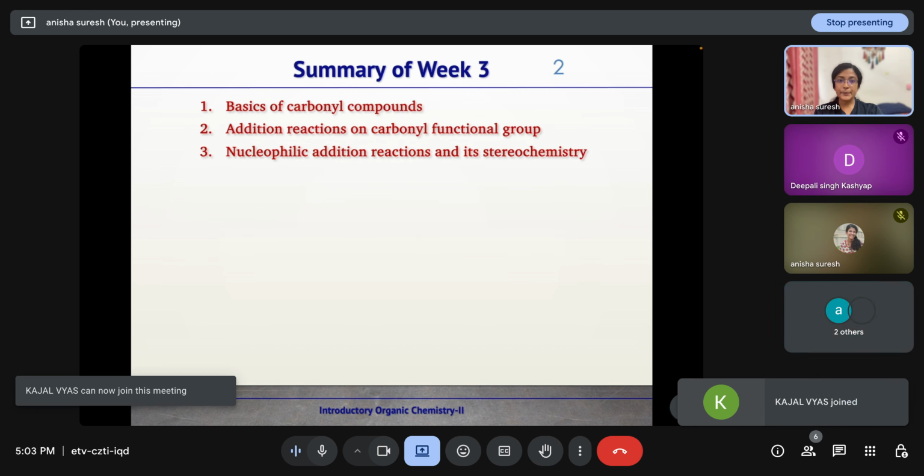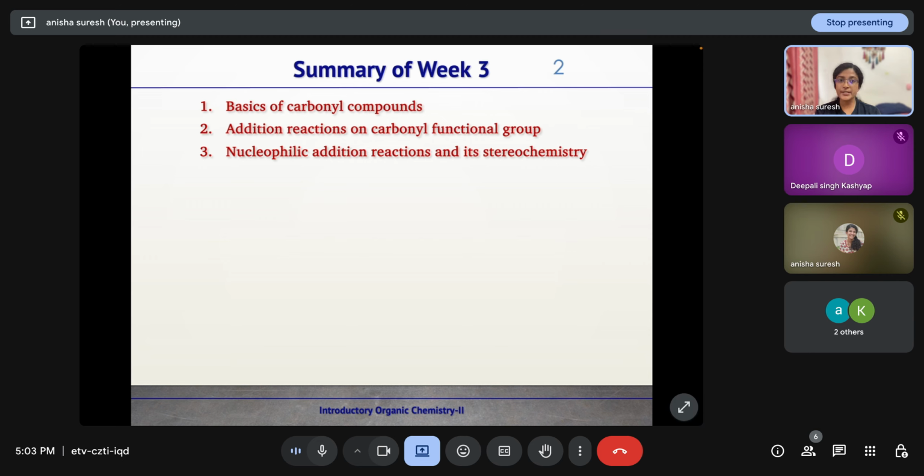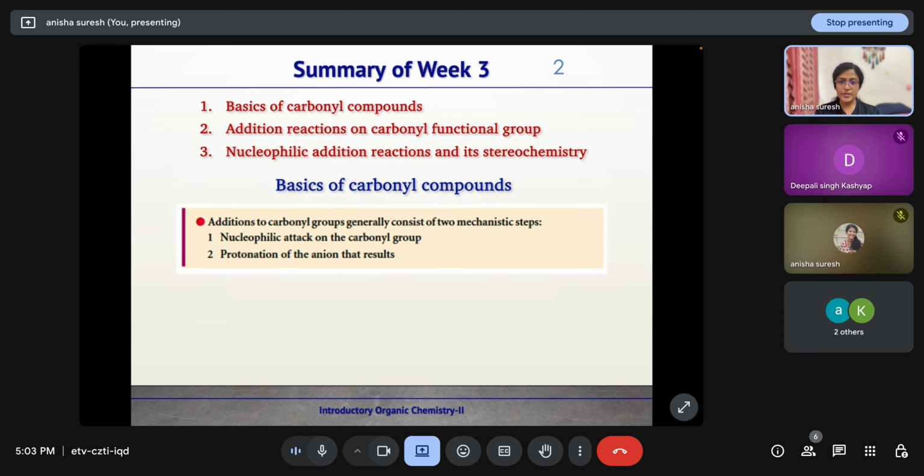So, coming towards the summary of week 3. In week 3, the basics of carbonyl compounds were discussed, where it involved the addition reactions on carbonyl functional groups and nucleophilic addition reactions and determining its stereochemistry. So, coming to basics of carbonyl compounds.